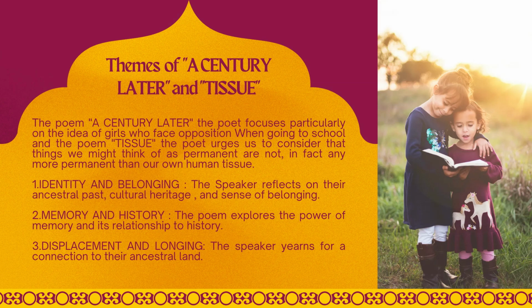In this poem, Tissue, the poet urges us to consider the things we might think of as permanent as not, in fact, any more permanent than our own human tissue. In Tissue, Human Essence, this poem compares the significance and fragility of paper documents to the fleeting nature of building structures. The essence of human being can outlast even things that seem permanent but have collapsed, like large buildings. Major themes of this poem are identity and belonging, memory and history, displacement and longing, etc.